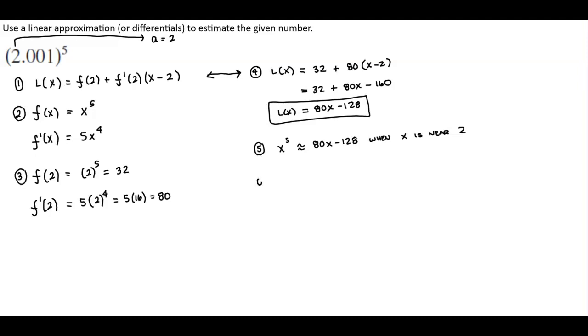We know that the value of x is 2.001. So we're going to plug that in for x, and we get 80 times 2.001 minus 128. That gives us approximately 160.8 minus 128, which gives us a result of 32.08.